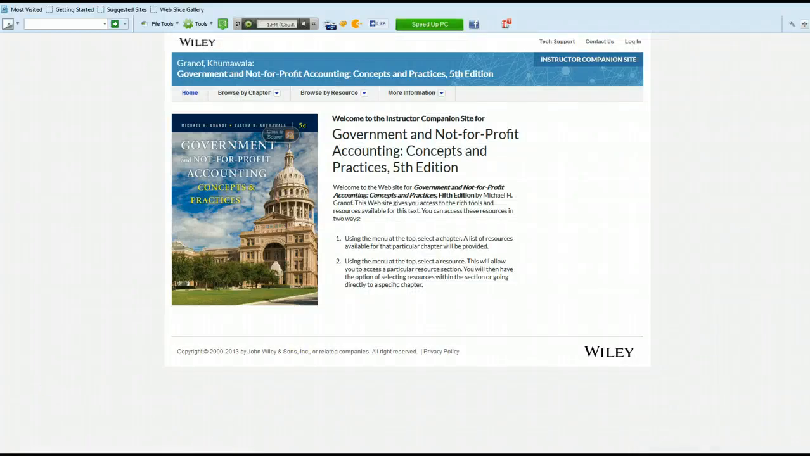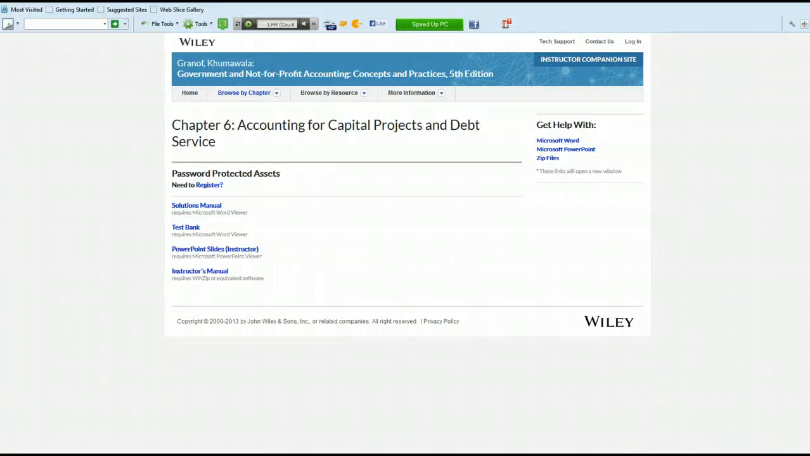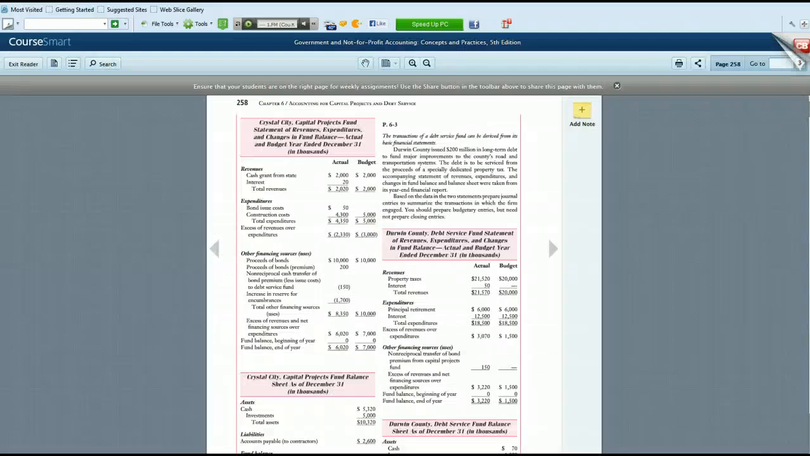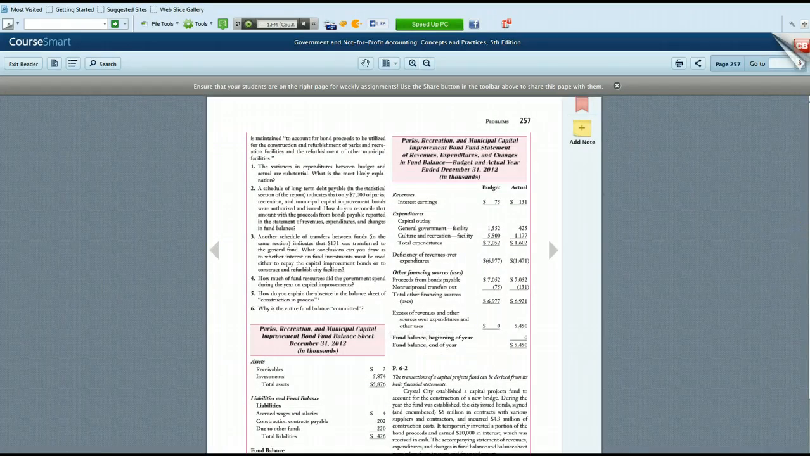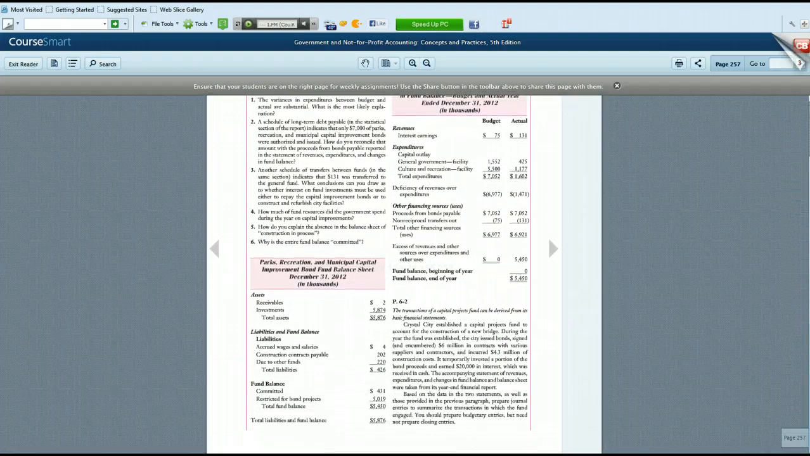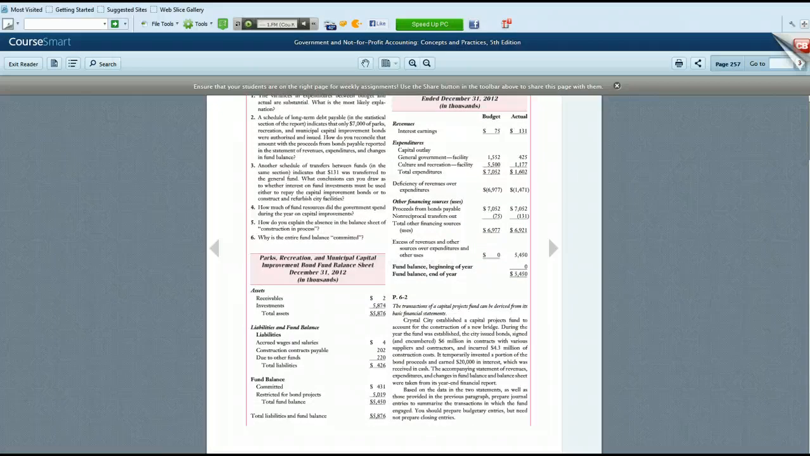Let's take a look at exercise problem 6.2 as it relates to the Capital Projects Fund. We'll look in the book, and the transactions of a Capital Projects Fund can be derived from its basic financial statements. Crystal City established a Capital Projects Fund to account for the construction of a new bridge.